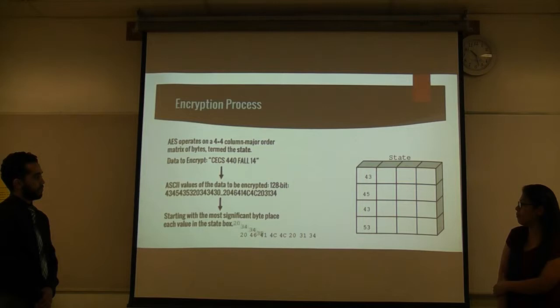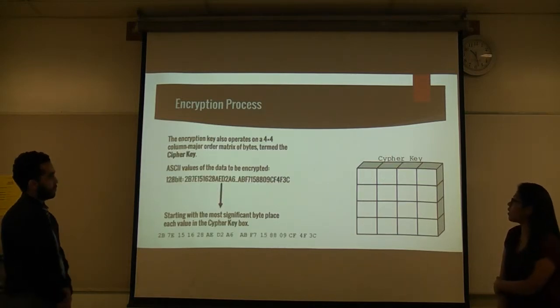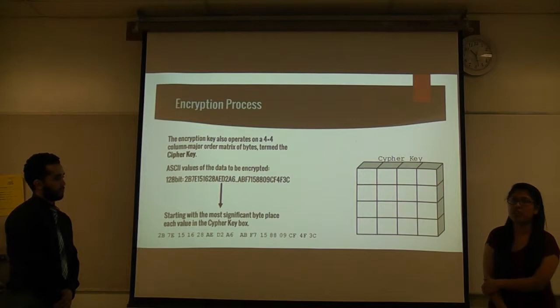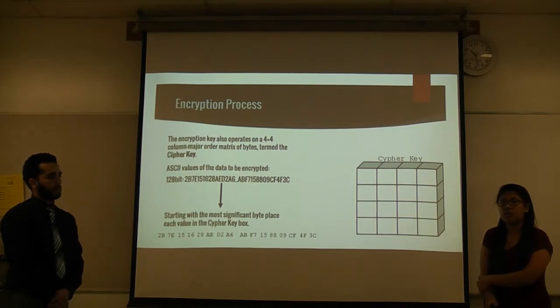So that's all. It's placing them in columns, that's why it's column major. Column major form. And we do the same thing for a cipher key table, which is going to be the 128-bit value that's going to be encrypting or decrypting.